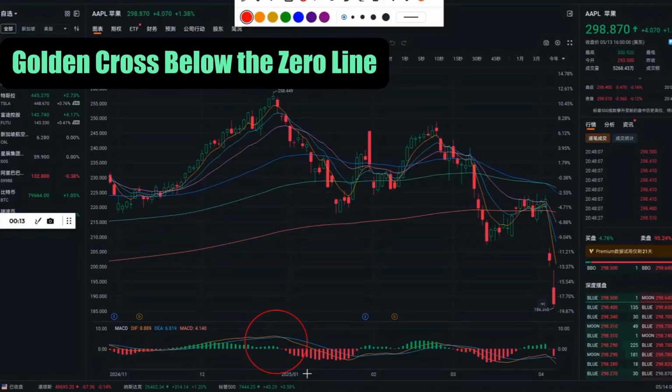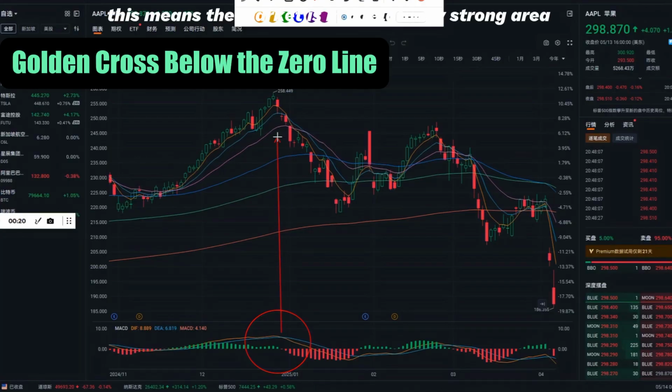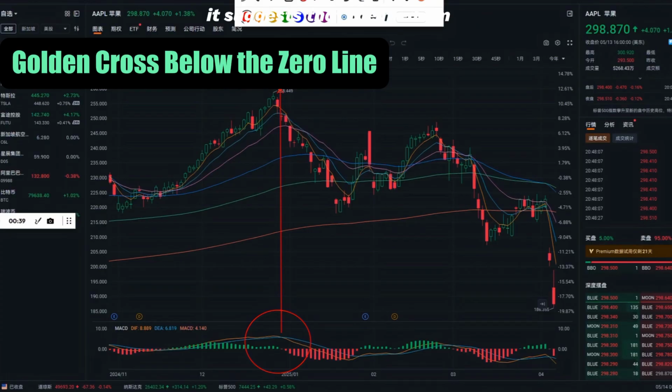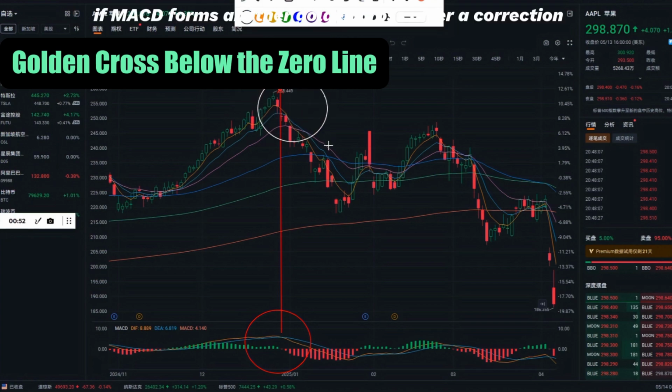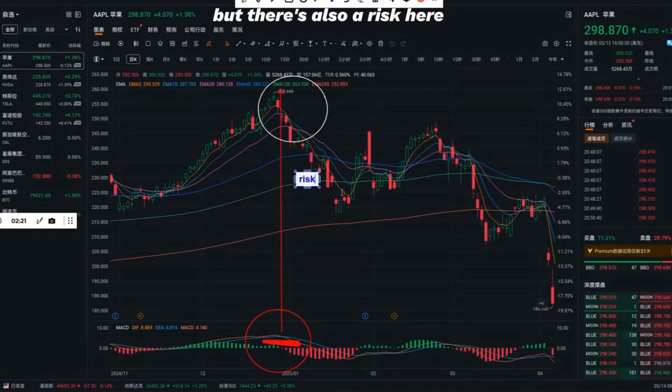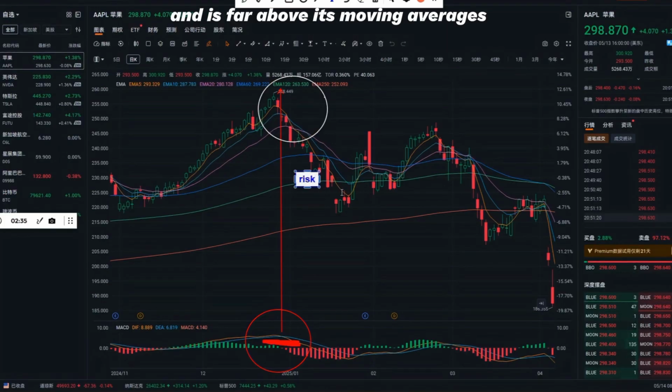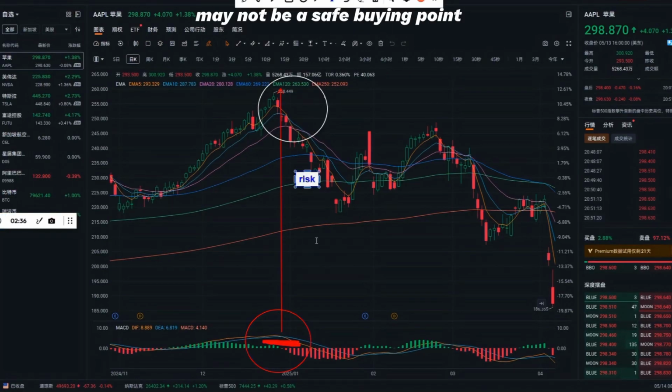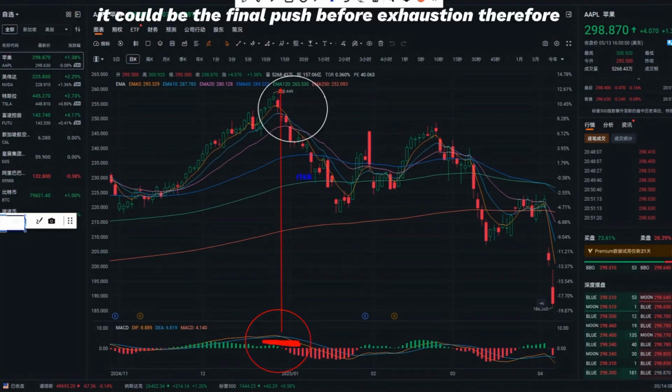Type 3, golden cross above the zero line. This means the market is in a relatively strong area. When both DIF and DEA are above the zero line, it suggests that the medium to short-term trend is bullish. If MACD forms another golden cross after a correction, it may signal a second stage breakout in a strong stock. But there's also a risk here. If the stock has already risen a lot and is far above its moving averages, a high-level MACD golden cross may not be a safe buying point. It could be the final push before exhaustion.